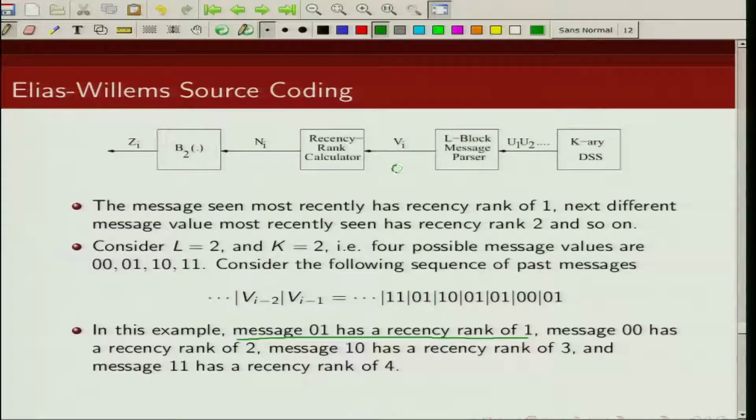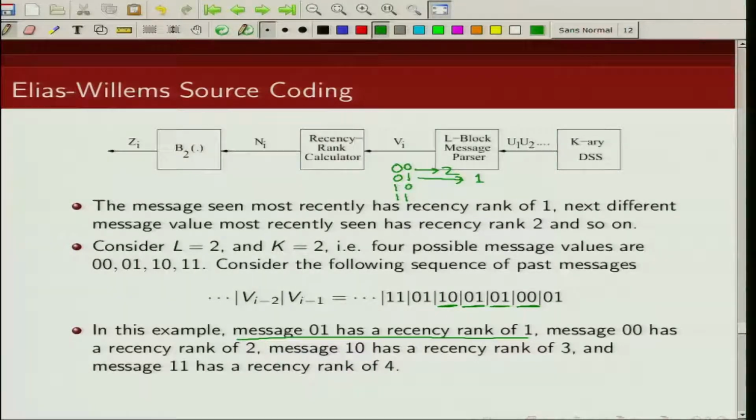Let me write back the sequences. So this has recency rank of 1. Now next, 0, 0 occurs in the past, so this will have a recency rank of 2. Then 0, 1 already has a recency rank of 1.